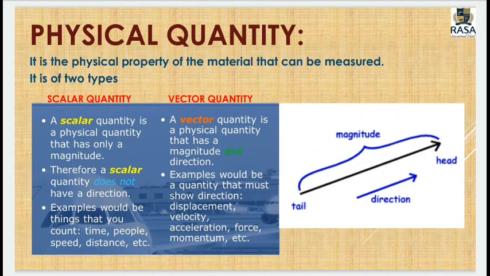Examples of scalar physical quantities we can write are time, number of persons, speed and distance, because they don't have any direction. Apart from that, examples of vector quantities are displacement, force, acceleration, momentum and velocity. These we discuss in our next slide, so why they are vector and why they are scalar.